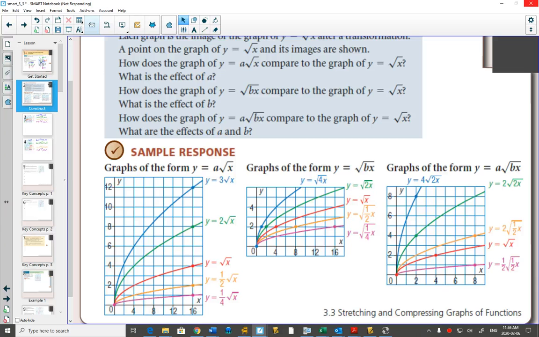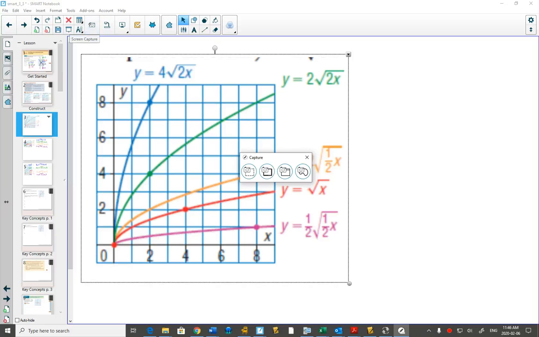Did I hit the wrong button? Or is it just frozen? Nope, it's just frozen.